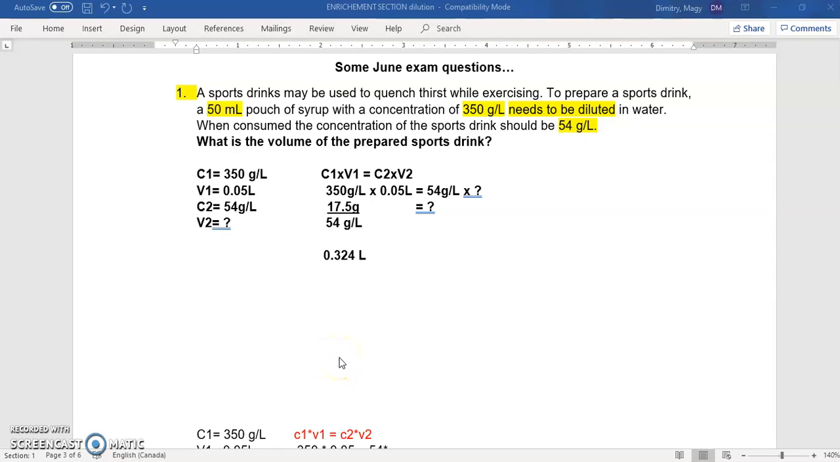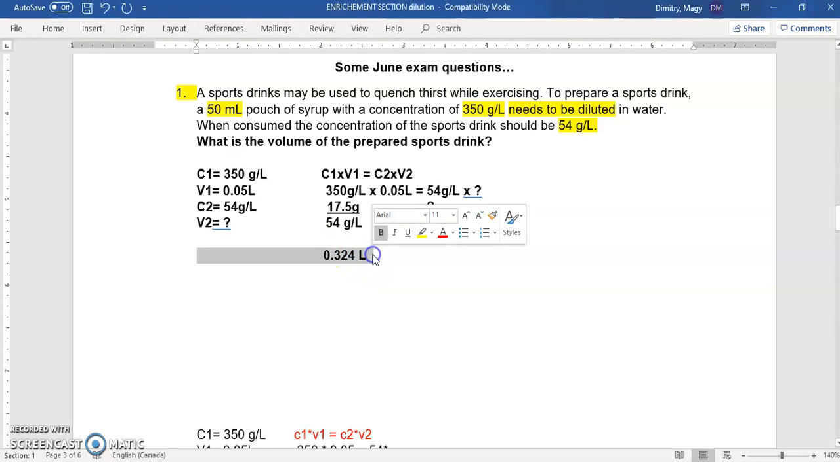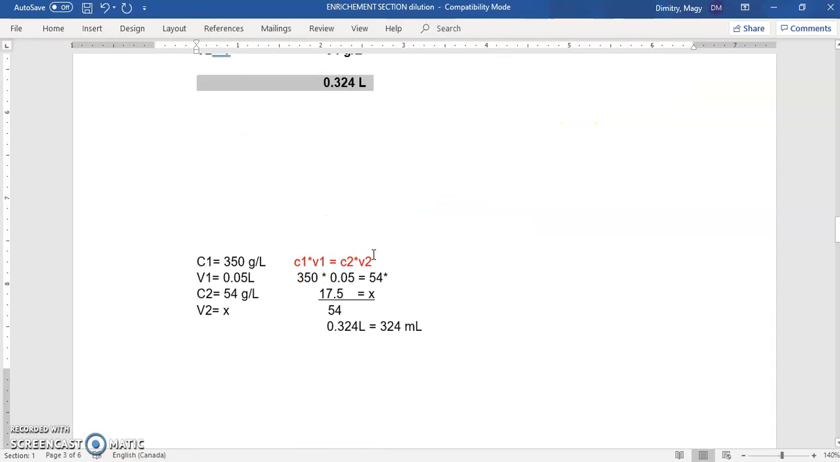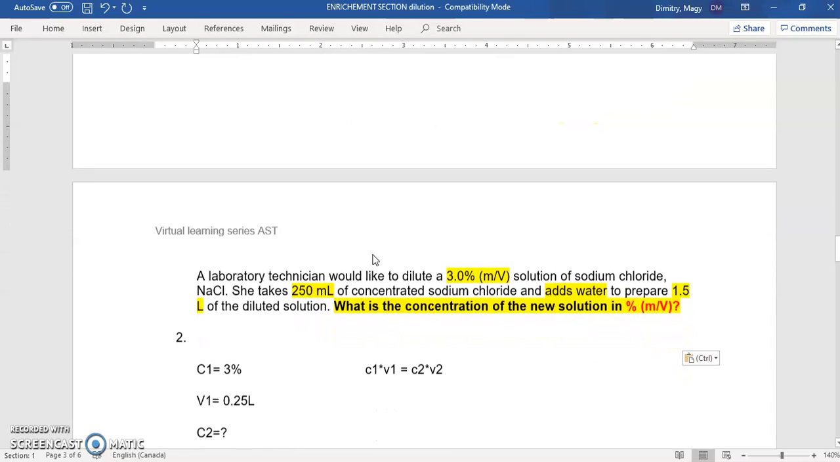Good afternoon, everybody. Let's solve dilution questions together that were in your notes. Hopefully you're watching this video after you've tried to solve them on your own. We've already answered number one together. We have concluded that it was 0.324 liters or 324 milliliters. Let's take a look at number two.